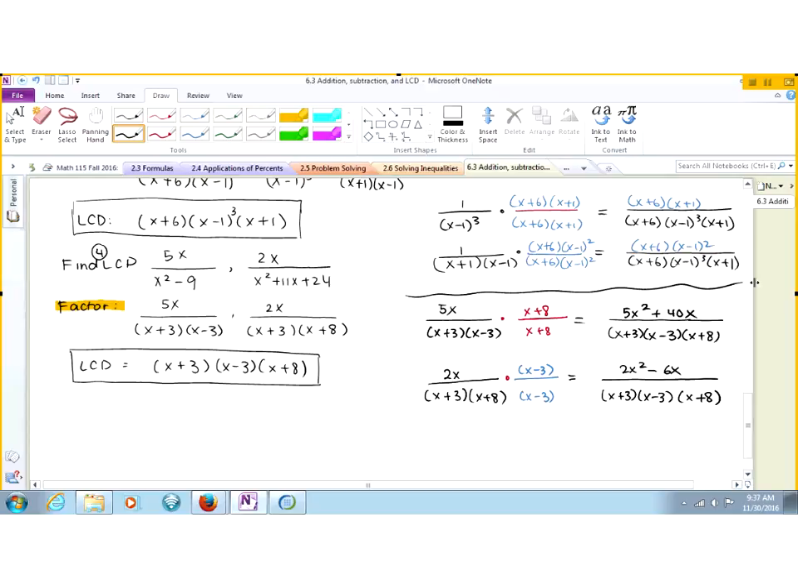So we found the LCD. So next one is we're going to add with unlike denominators. So we will do everything. So that's like the longest one. The adding is long, but you guys could do it. I have faith in you. Yeah, I do. Okay, now I'm done with 6.3.